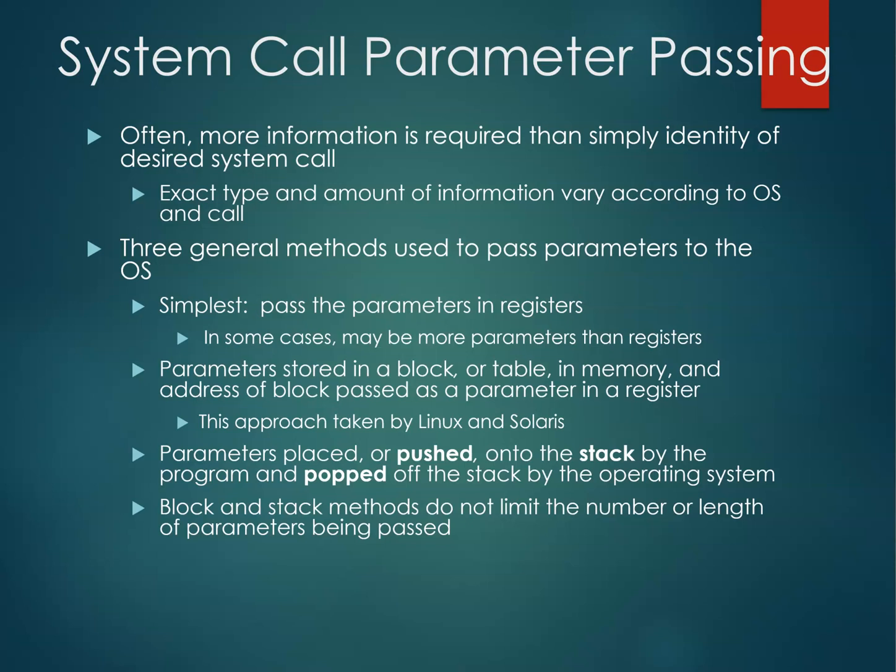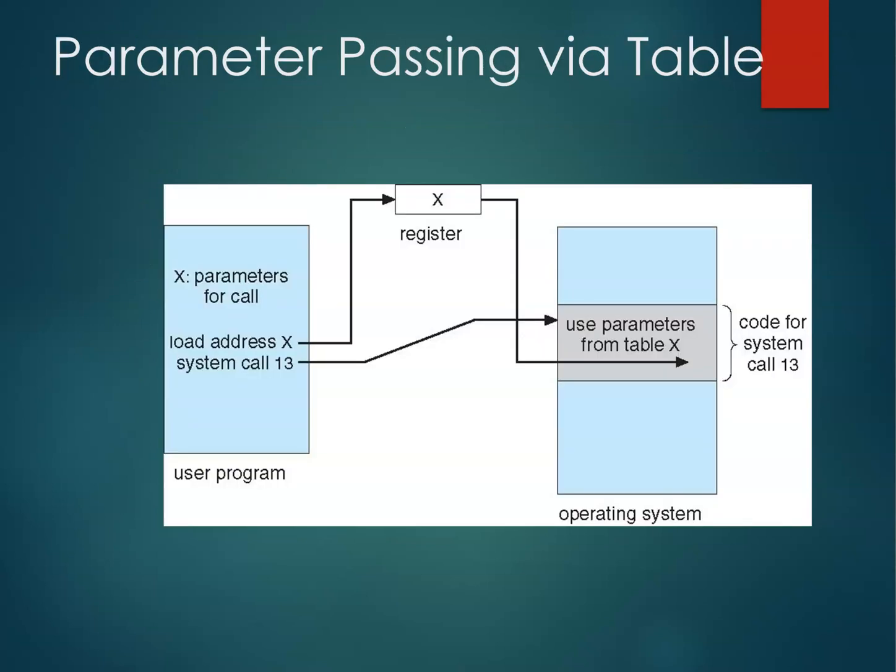Parameters can be placed or pushed onto the stack by the program and popped off the stack by the operating system. This is commonly what's done in programming languages, not necessarily in OSs. And the block and stack methods do not limit the number or length of parameters being passed, which is kind of nice. So here's parameter passing via table. We've got our parameters for the call. We load the address of X into a register. We make our call, and it uses the parameters from the table.